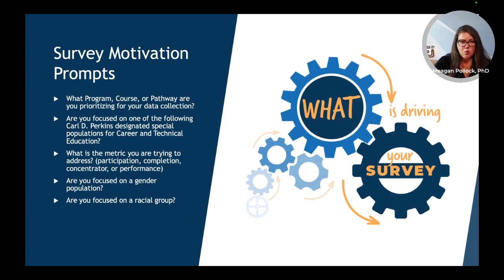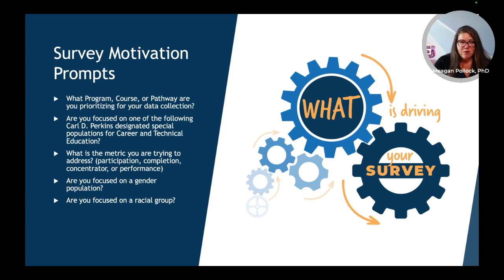Then you answer, what is the metric that you're trying to address? Participation, completion, concentrator, or performance? Some of those terms might not mean anything to you, and that's probably because they aren't metrics that you're measuring if you're outside the Carl D. Perkins world. And that's okay. You can still use this for any other kind of metric that you're interested in.